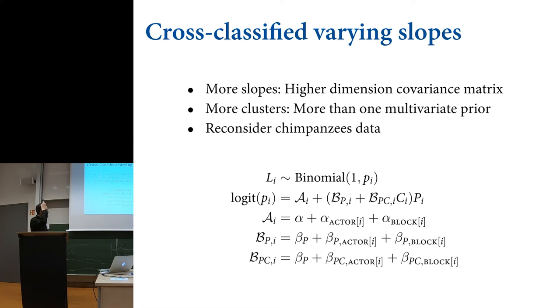Remind you, our goal, though, is we've got two kinds of clusters. We've got actors, which are individual chimpanzees, and we've got experimental blocks. We should cluster on both of those things because there are repeat observations in both. And this generates what's called a cross-classified model. And now we want to do that with our slopes as well, right? We want to allow the effects of treatment to vary by individual and by block.